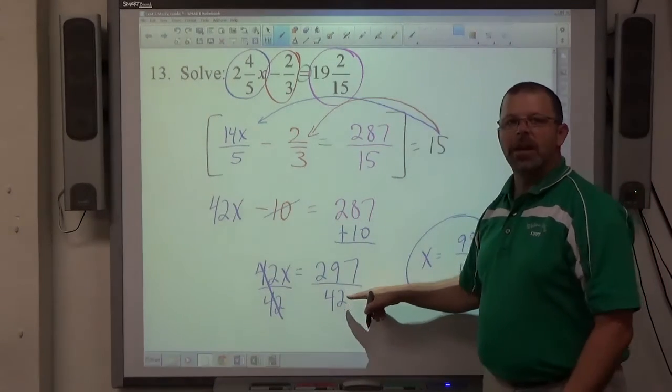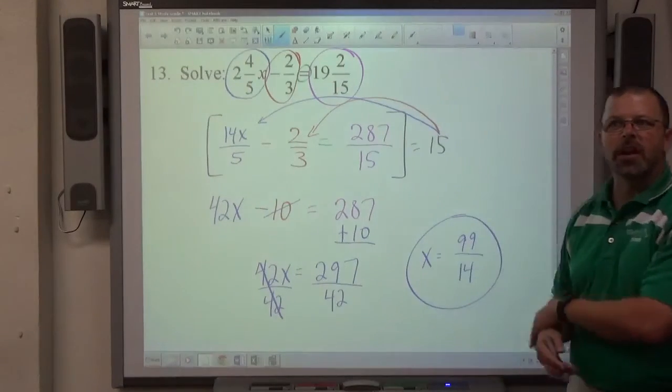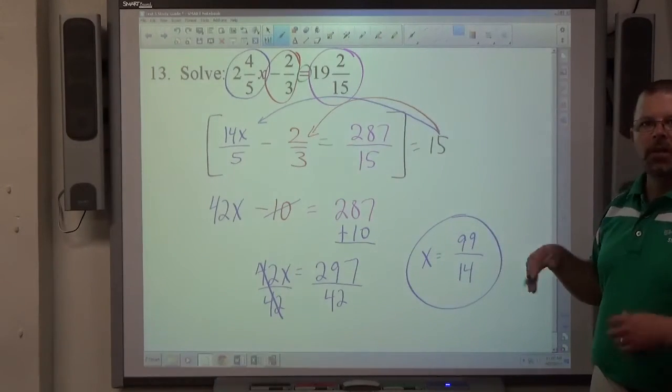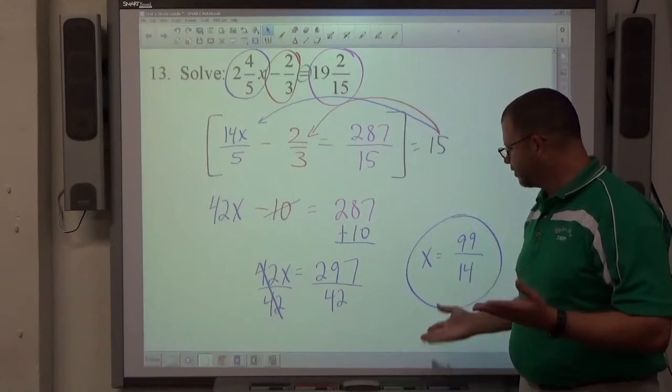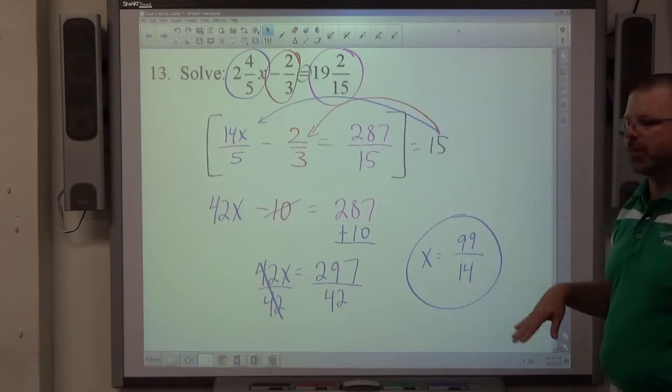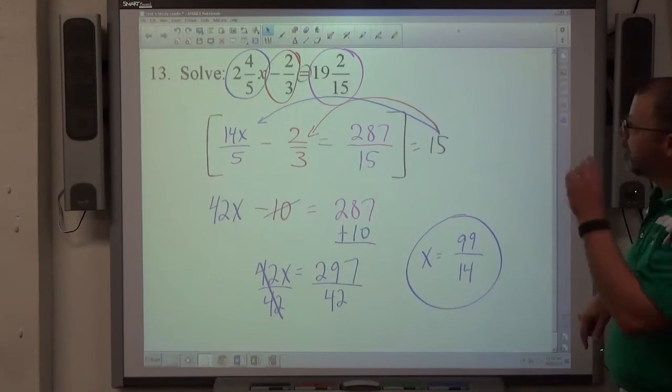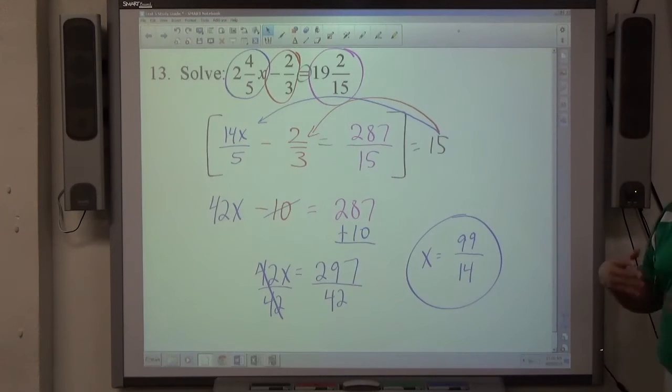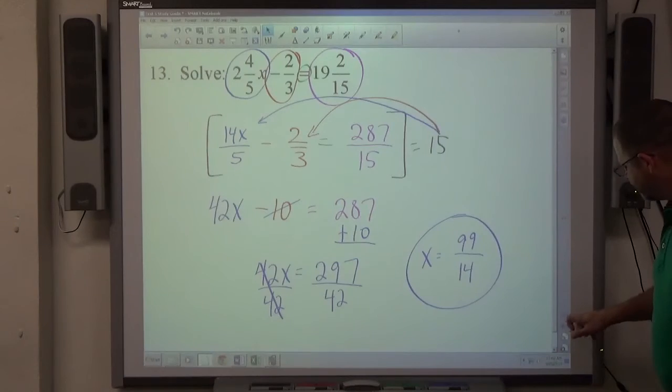I would be fine with 297 over 42. I'm not going to count it wrong for not reducing. I'd probably reduce it for you. Look to reduce things if possible, but I'd rather have a fraction than a decimal though. So give me a fraction answer to this problem if it comes out fractionally. If it comes out to a whole number, fine. But if it comes out to a fraction, leave us a fraction.